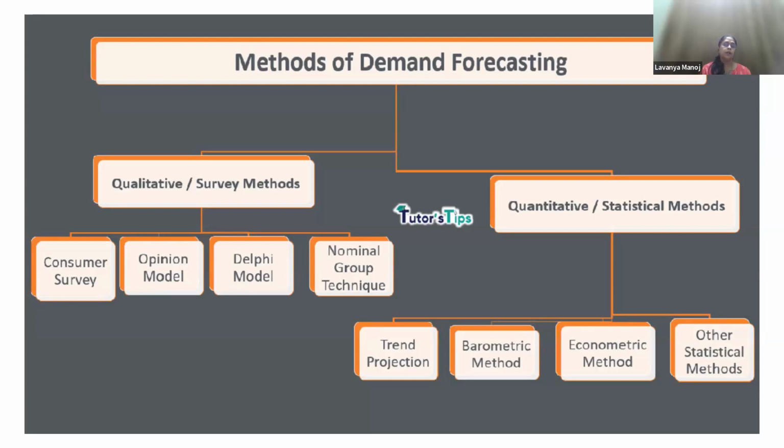Say, consider a new startup company, then there won't be any historical data.